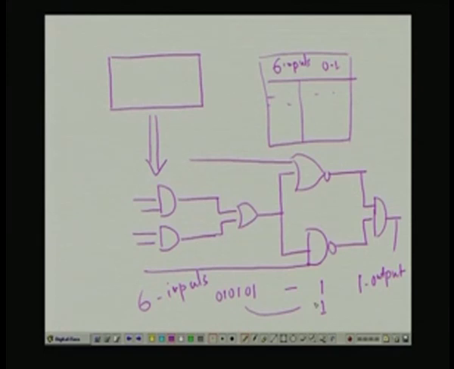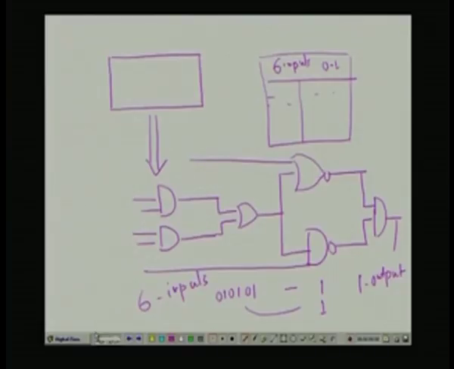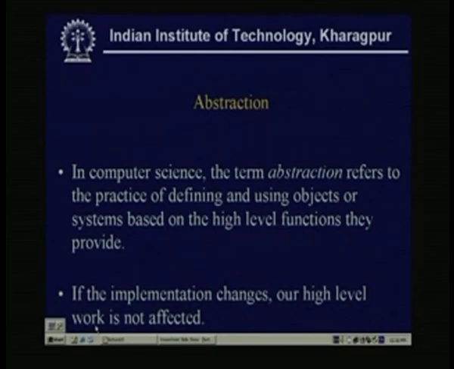Then abstraction means that how it is implemented does not matter: whether this AND gate is an OR gate, or the previous AND or OR gate is replaced by a NOR gate, it does not affect. So, this is what we call the abstraction of digital circuits.